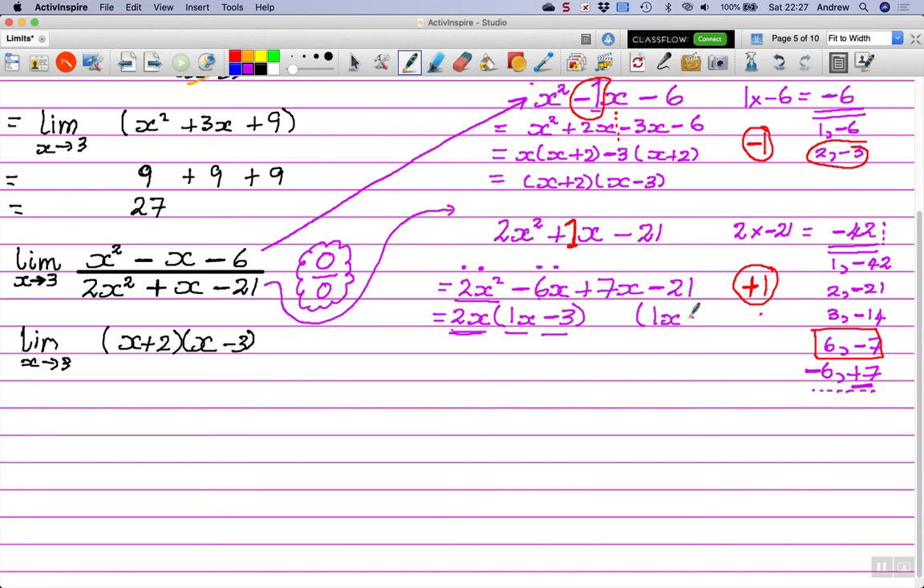So this has to be 1x minus 3. We write that immediately, and then we go looking to see what the common factor is for plus 7x and minus 21. And it is going to be plus 7. Still check it. 7 times 1x is 7x, so we know we're on the right track.